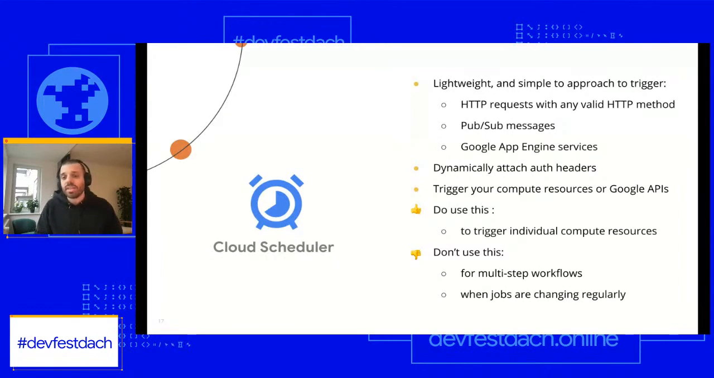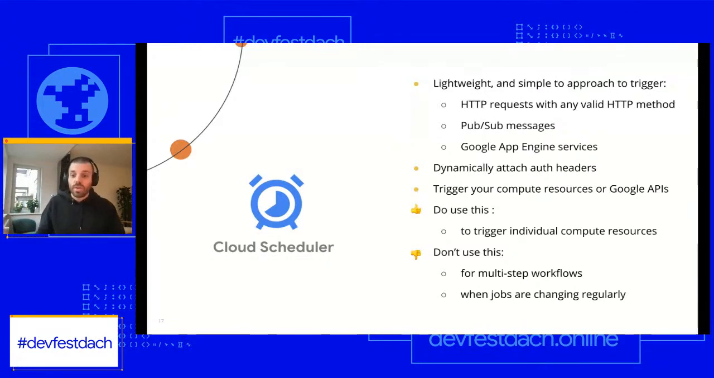But you can also dynamically attach auth headers to your requests. So you define a service account that the Cloud Scheduler uses when it triggers the HTTP request. And this allows you to, for example, talk to serverless resources that are not public to the internet, right? For example, for Cloud Functions or Cloud Run, you now have an IAM method to allow who can invoke this resource. And by attaching an auth header, Cloud Scheduler can invoke this IAM secured resource.